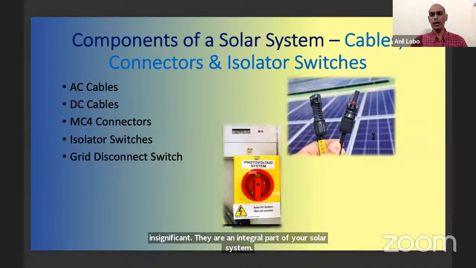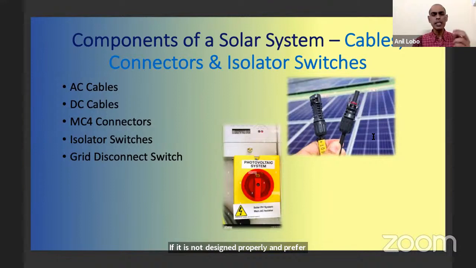If it is not designed properly and professionally, these minor things, such as your DC cables, your MC4 connectors, your isolating switches, and your grid disconnect switch, can be a spoil sport in your solar system.